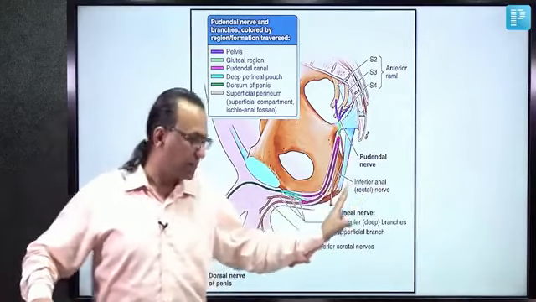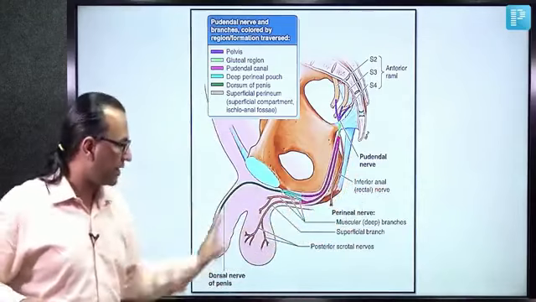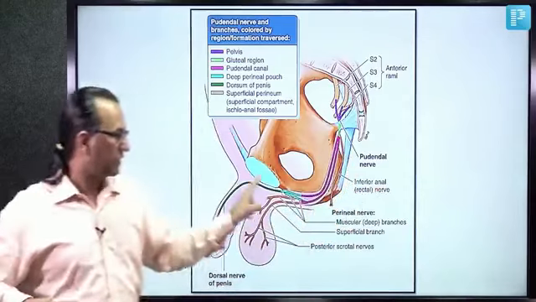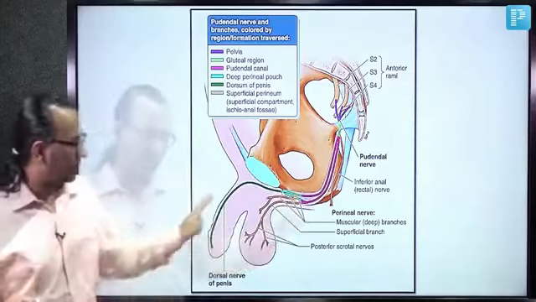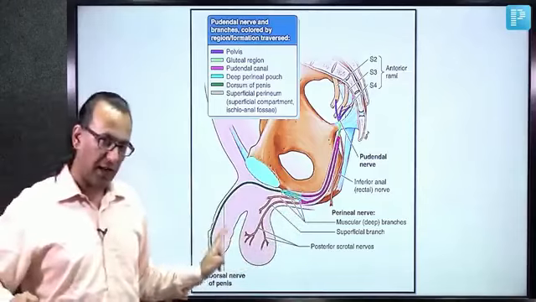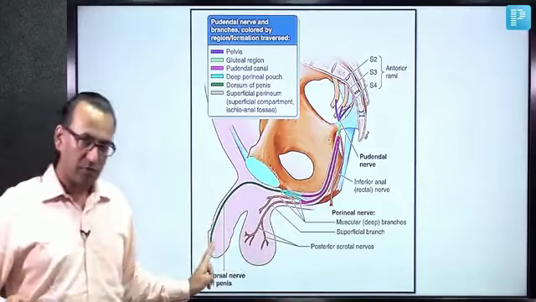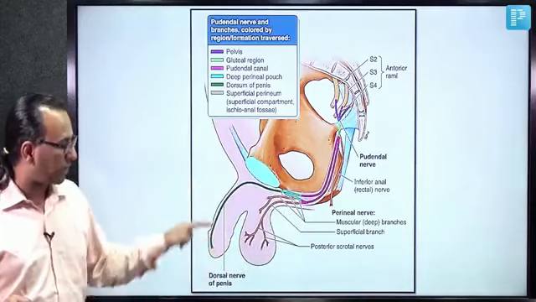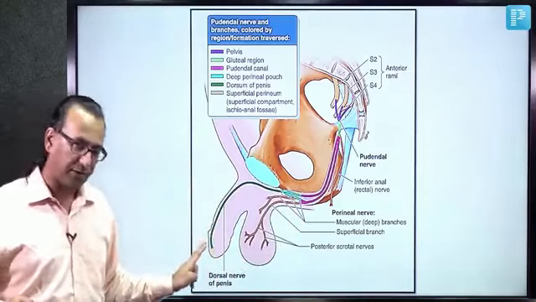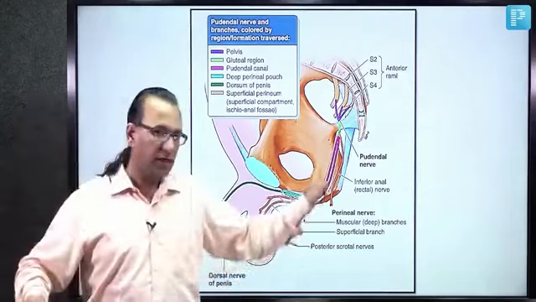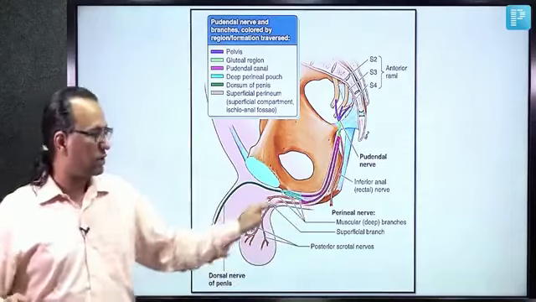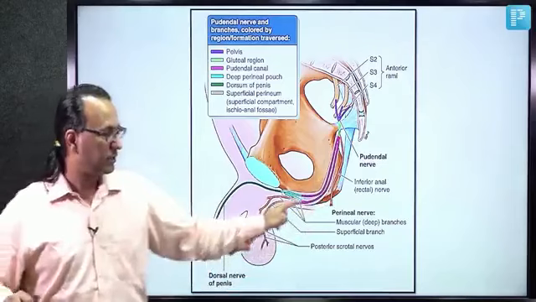Now, this pudendal nerve is giving some branches to supply the perineum, and one of them is the dorsal nerve of the penis, and it is supplying the tip of the penis and the glans penis area. When you are working for circumcision at the tip of the penis, you can block this nerve, the dorsal nerve of the penis, a branch of the pudendal nerve. The pudendal nerve is also giving posterior scrotal nerves in the perineum region.